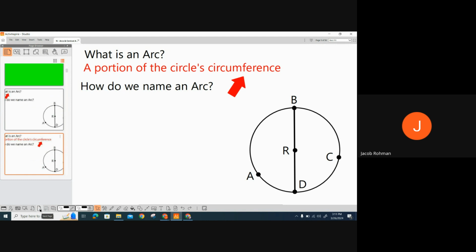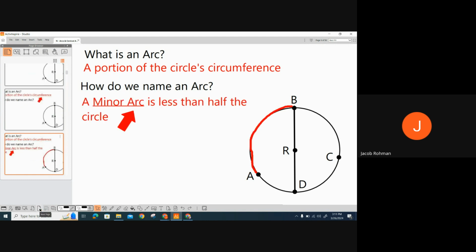Well, there are several types of arcs. So we're going to break down some different types here. The first one is called a minor arc, and that's an arc that is less than half the circle. So over here, I've put that in red. AB here is a minor arc because it's less than half the circle. And the way we would name that is we would use the two endpoints of the arc, so AB, and then put an arc symbol over the top.